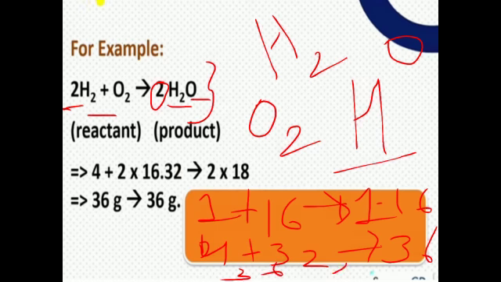This also is 36. So both the masses are equal. The total mass of reactant is equal to the total mass of product. I hope you are clear how to calculate the atomic mass. Further we will do numericals based on this, but this was the basic explanation to give you a basic idea about atomic mass.